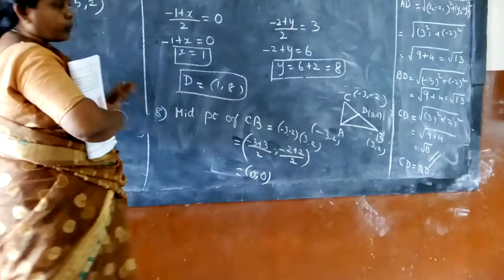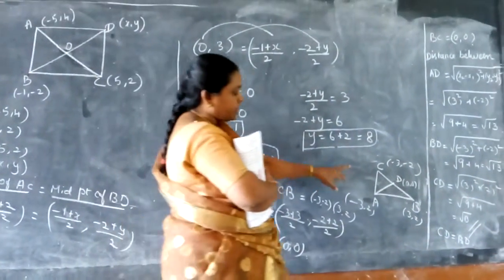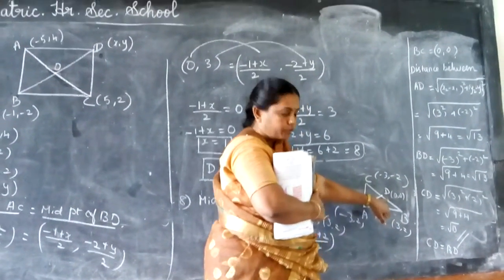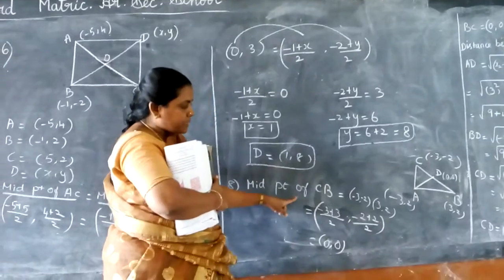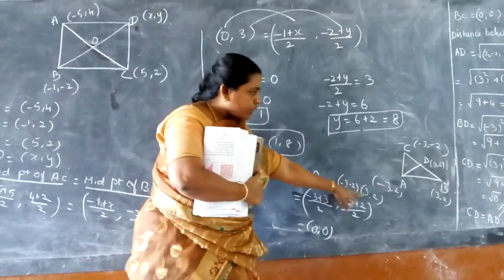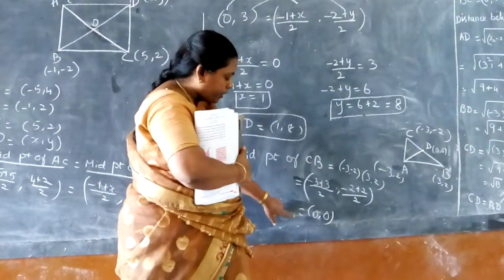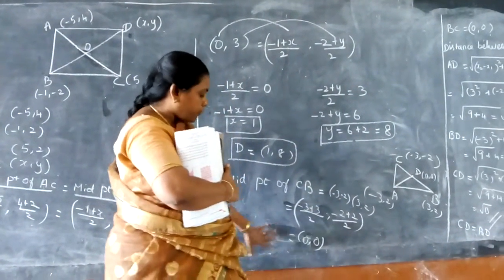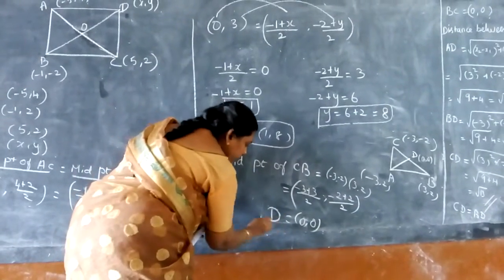First let me find out what D is. How can we find D? This is the midpoint. So if I find the midpoint of CB, I will get the value of D. So the midpoint of CB is equal to, I have taken the values of B and C, using the midpoint formula, I got the value (0, 0). So this is the point D.